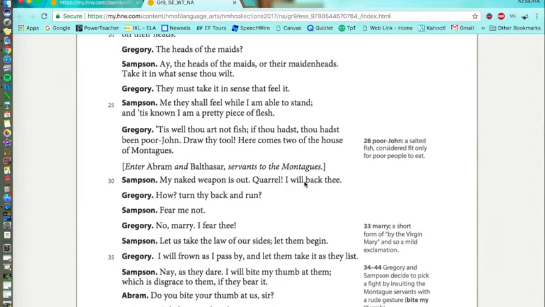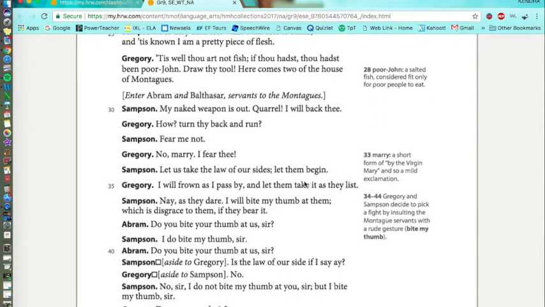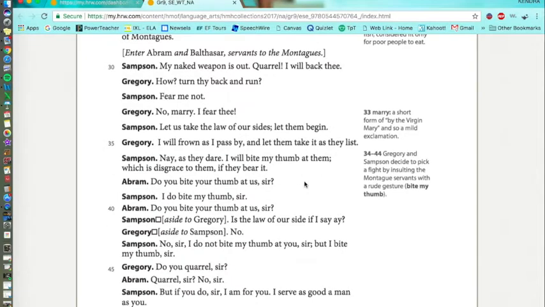So we have Samson and Gregory on Capulet's side, and we have Abraham and Balthazar on Montague's side. Samson says, "My naked weapon is out. Quarrel, I will back thee." Gregory: "How? Turn thy back and run?" So he's like, you're going to run away. Samson says, "Fear me not."